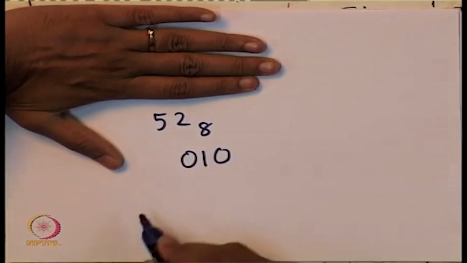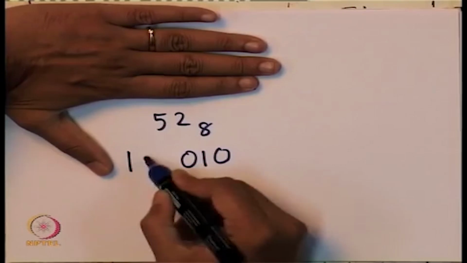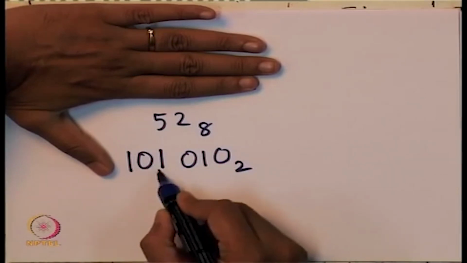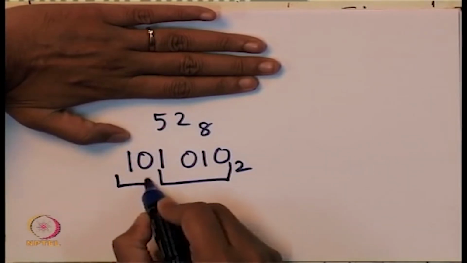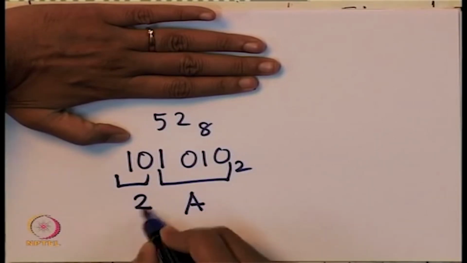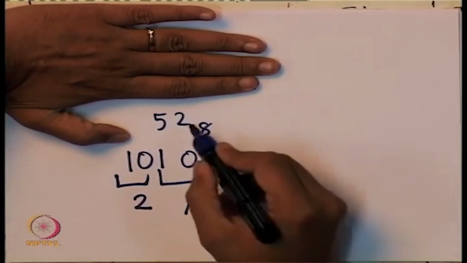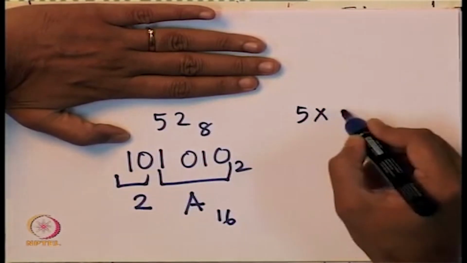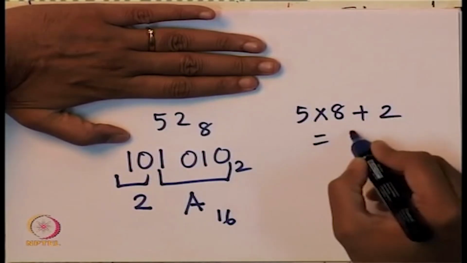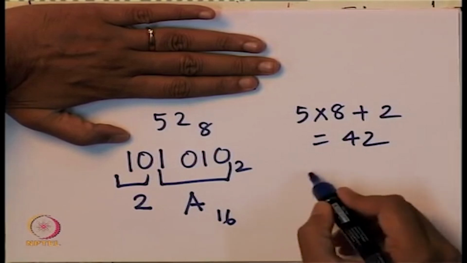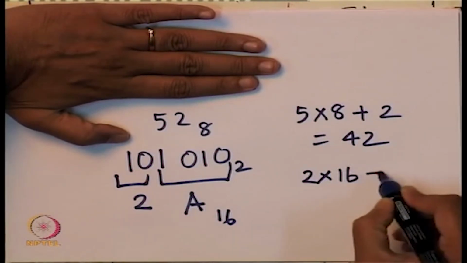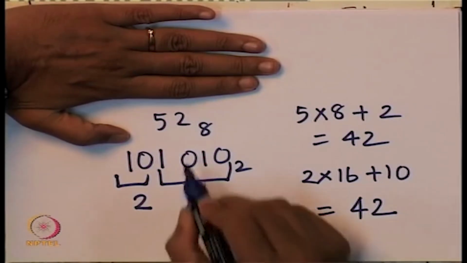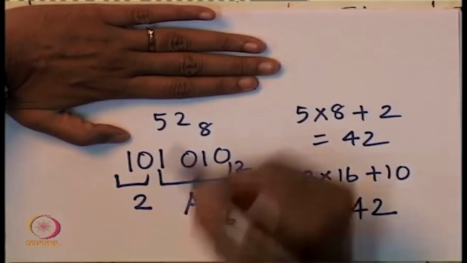So 2 base 8 we can write as 010, for 5 we can write it as 101, and now that it is in binary we can actually group in terms of 4 and write it as hexa. So 2A base 16 is the same as 52 base 8, we can verify that. So 52 base 8 is 5 into 8 plus 2, that is 42, and 2A base 16 is 2 into 16 plus 10, that is 42 also. So it is a fairly simple way to convert from octal to hexa or from hexa back to octal.